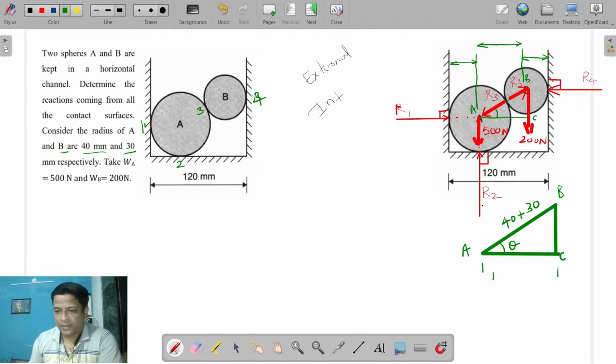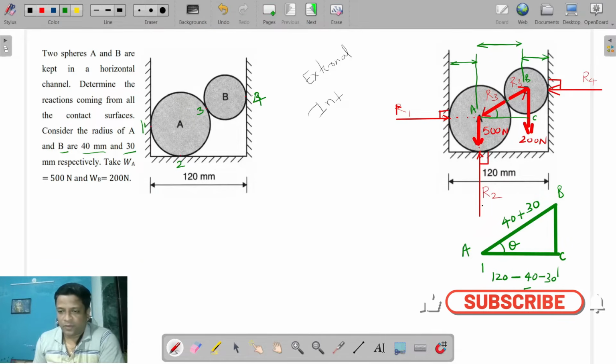So what is the total length here? Total length is 120 mm minus this length. Now this length is equivalent to the radius of sphere A. Now the radius of sphere A given is 40 mm. So 120 minus 40 minus the final length. So this length is equal to the radius of B. Radius of B is 30 mm. So here we get 120 minus 40 means 80, minus 30 means 50.